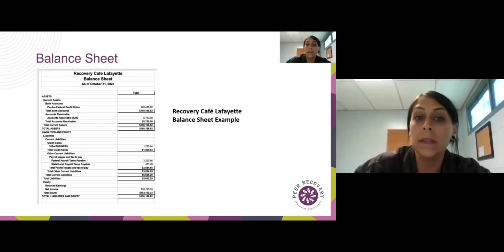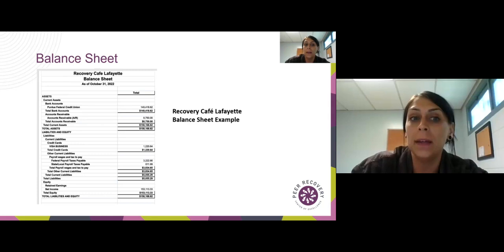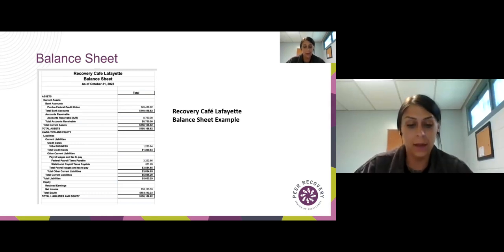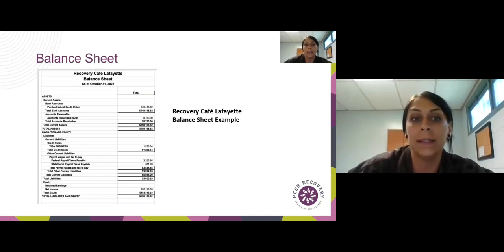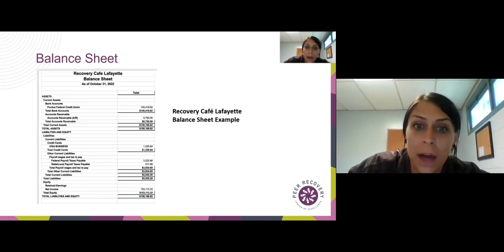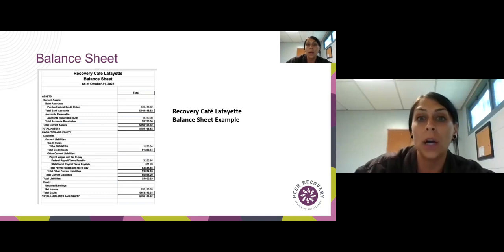So the bank account is associated with the savings, but because it's under the assets, that is showing that that money belongs to us. That is a part of our income, which is why it is on that line under assets. So you can see that our bank account has $149,418.62. That belongs to the cafe. So that's why it's under the line item that it's under.